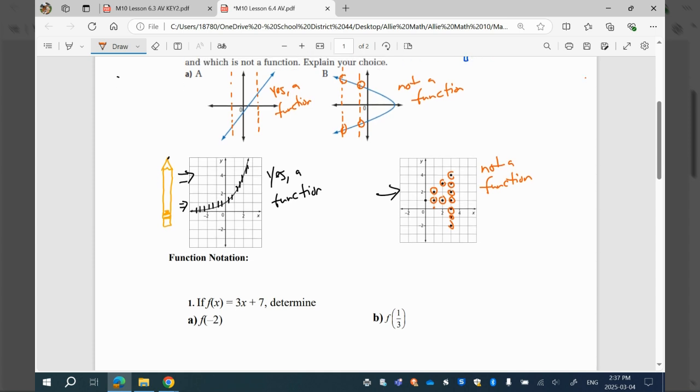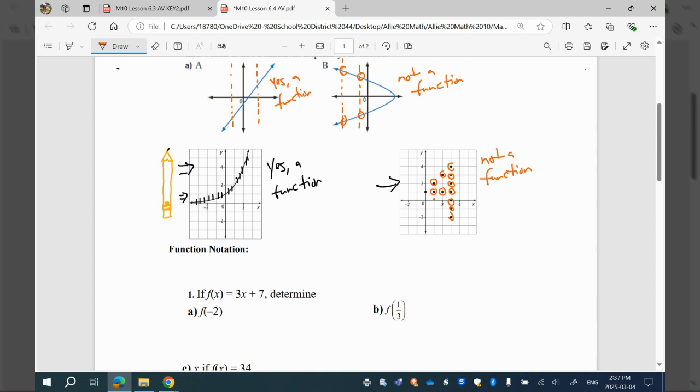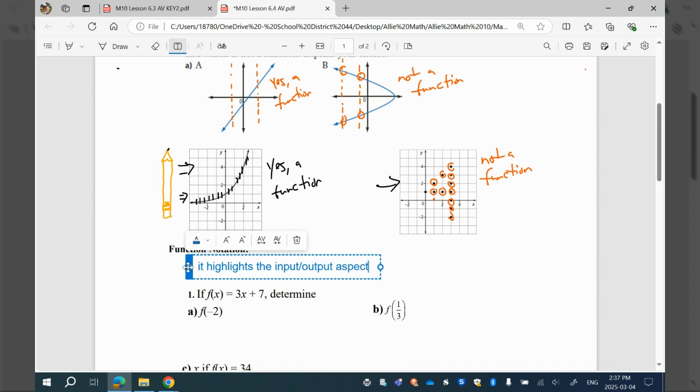The next part of the lesson is about function notation. Function notation is just a different way of representing a function. It highlights the input/output aspect of the function. So it highlights that for every one input x, there's only one output y. And that's, remember, specifically what a function is.